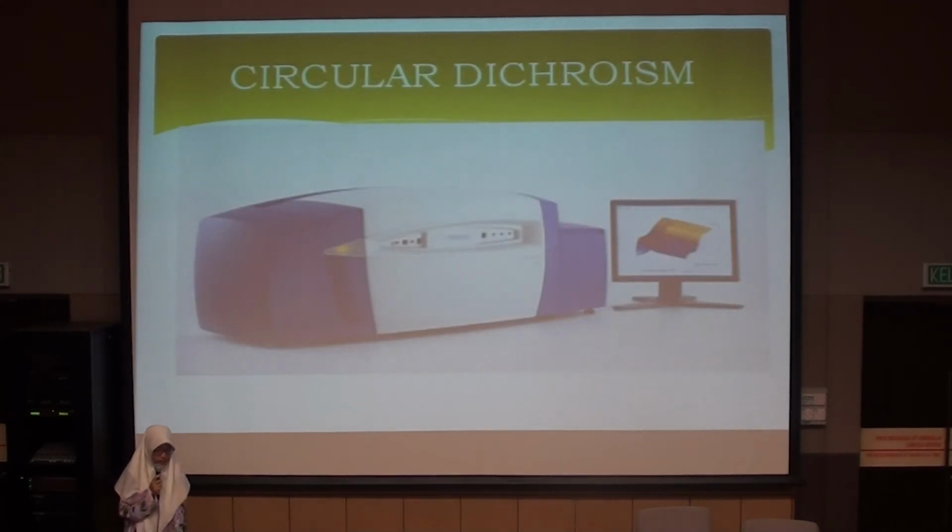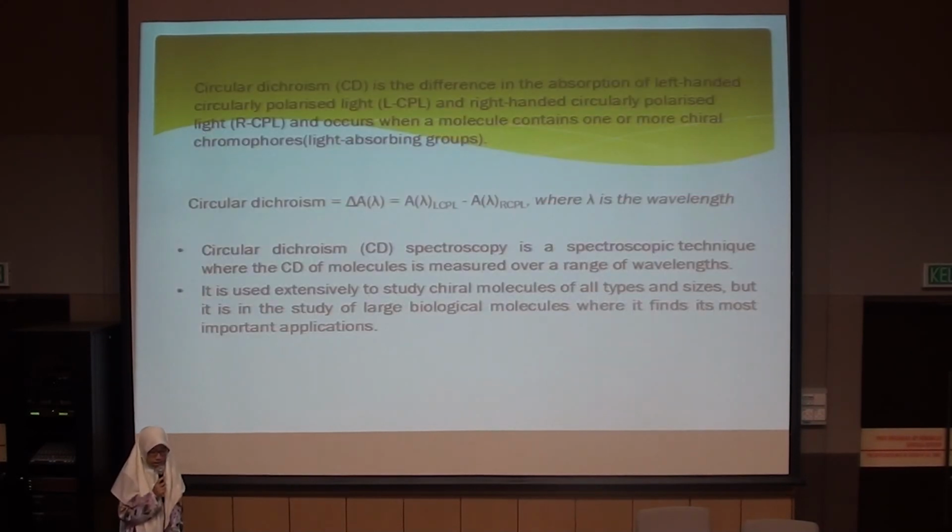So this is how the instrument for circular dichroism looks. Circular dichroism is the difference in the absorption of left-handed circularly polarized light and right-handed circularly polarized light, and it occurs when a molecule contains one or more chiral chromophores.